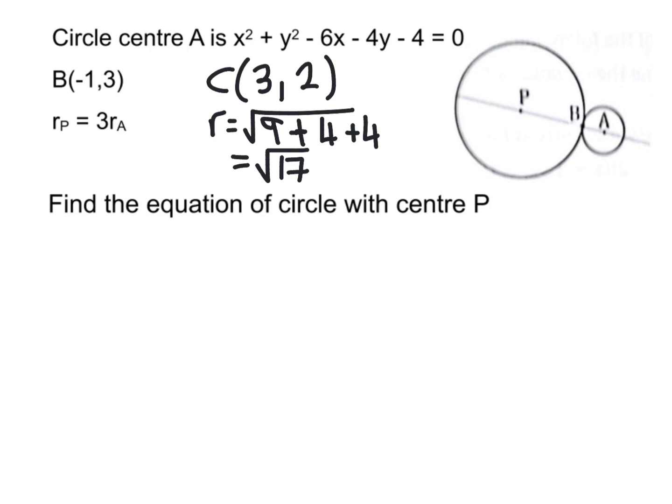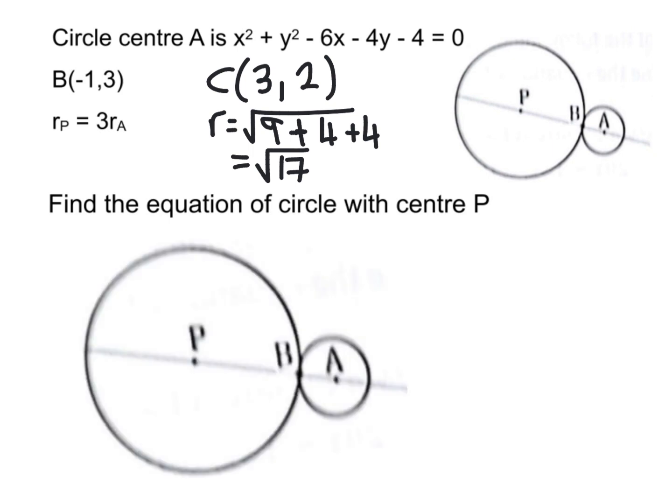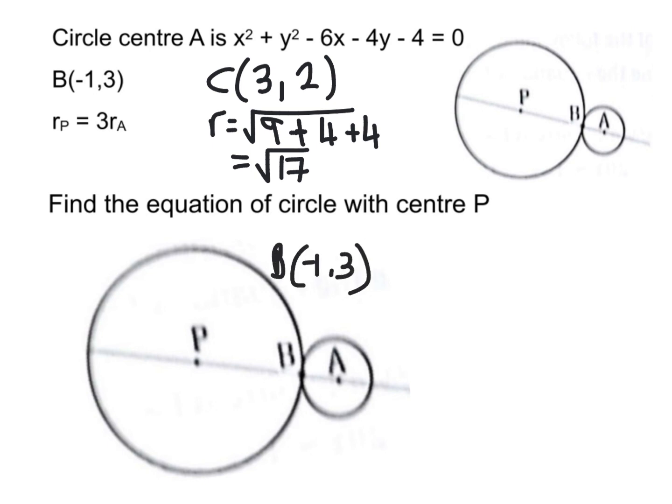Okay, so find the equation of circle centre P. Right, what else does it tell us? Let's get this image enlarged. Okay, so we know that B is the point minus 1, 3. Well, let's get the pen on. So B is minus 1, 3. I can't quite get this near the picture, so I'll just put it here. This is B. We know that A is 3, 2. So we need to get P.